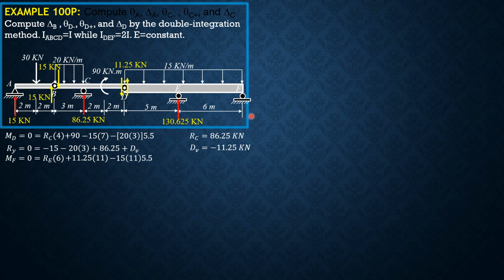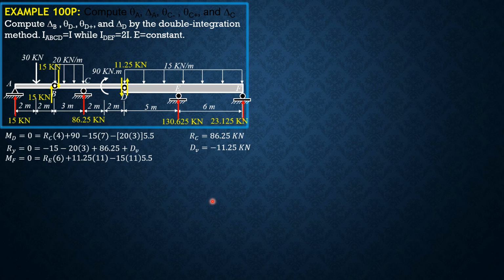Then finally, for R sub F, it is not important anymore in our solution. But if you want to check, it is 23.125 kilonewtons. You may sum up moment about D or about E, or you just sum up vertical forces to show that it is 23.125 kilonewtons. Then check whether the whole system is in equilibrium.